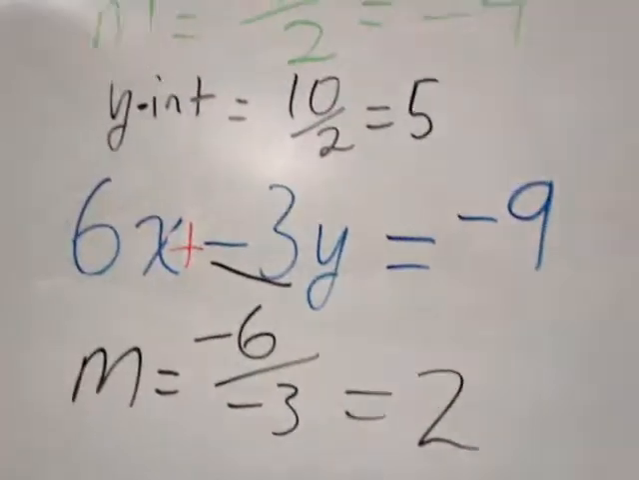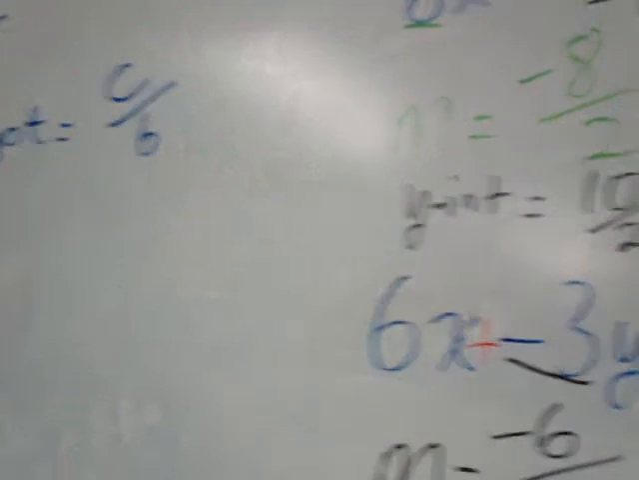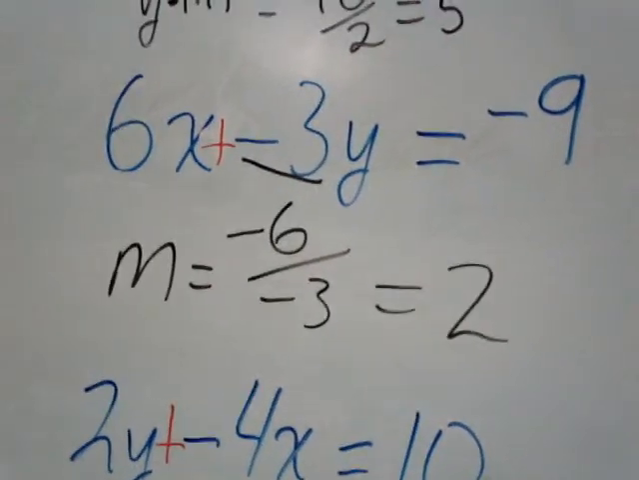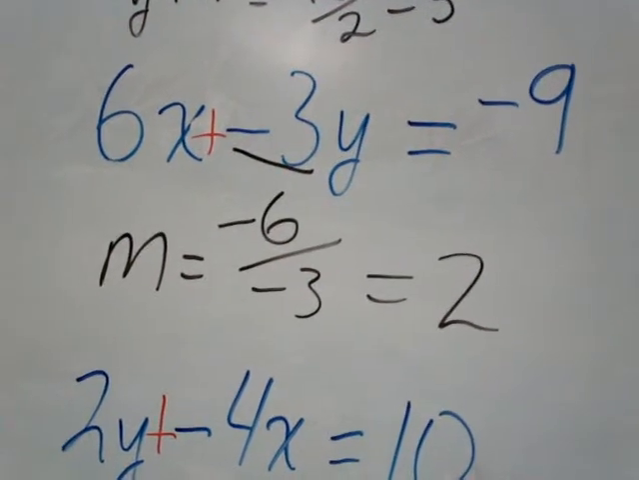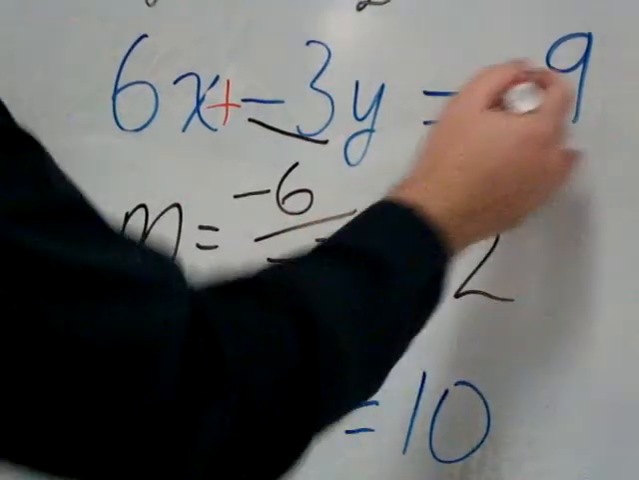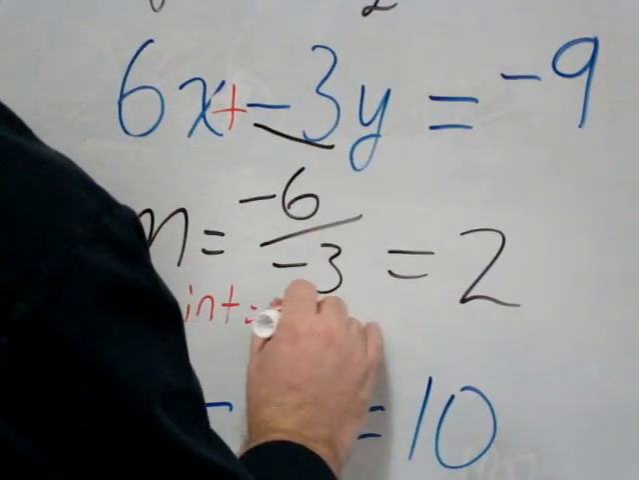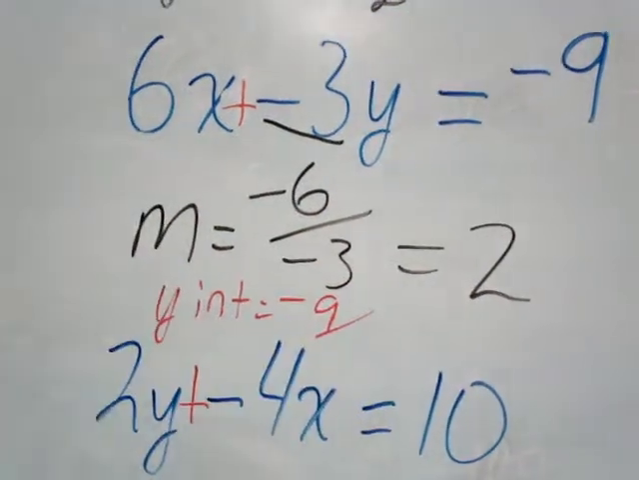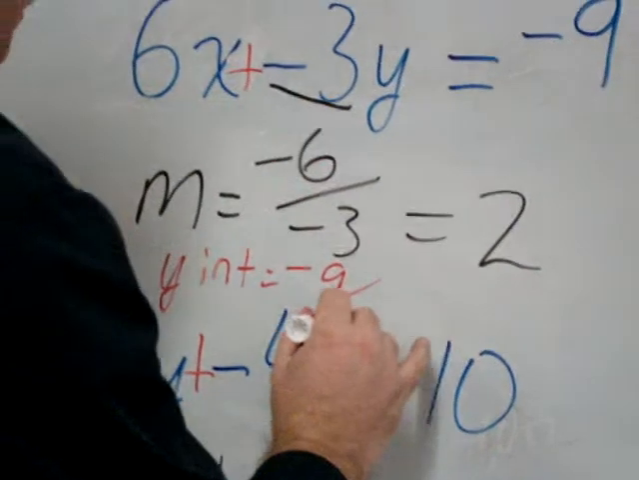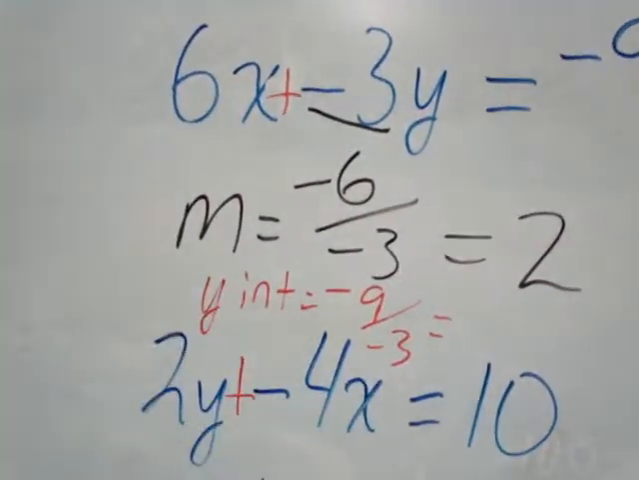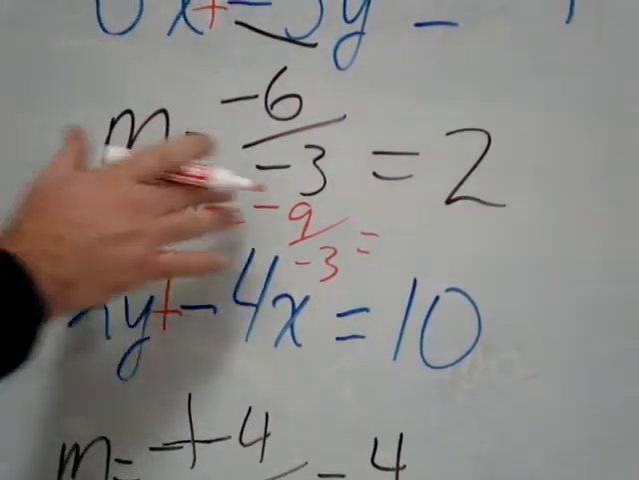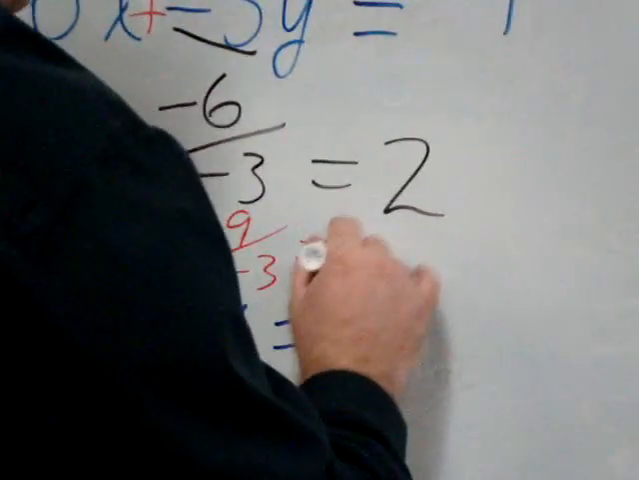Let's find the y-intercept of the next equation, 6x minus 3y equals negative 9. I take that constant, negative 9, and divide it by the coefficient of y, which in this case is negative 3. A negative 9 divided by a negative 3: a negative divided by a negative is always positive, and 9 divided by 3 is 3.